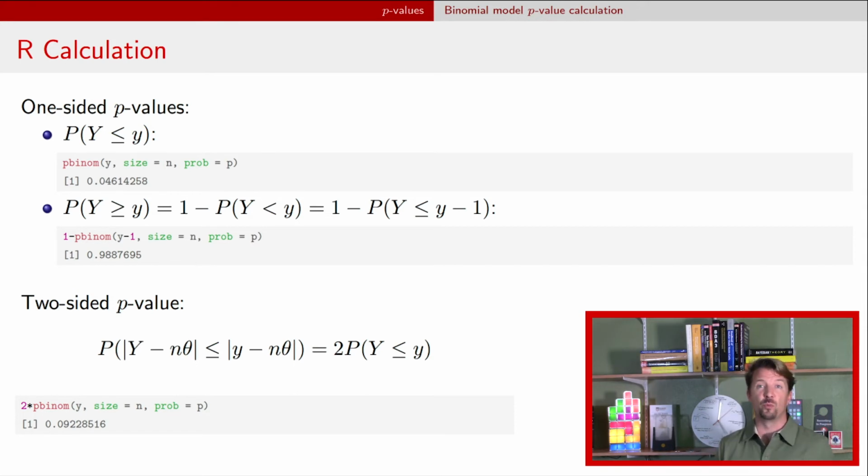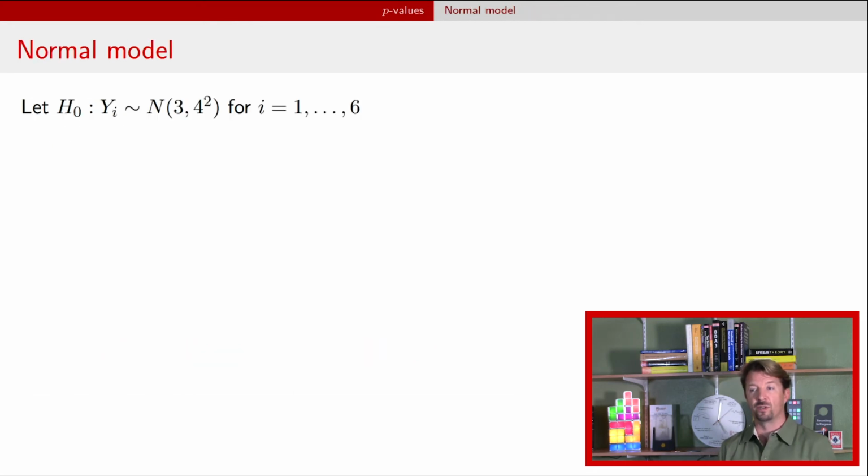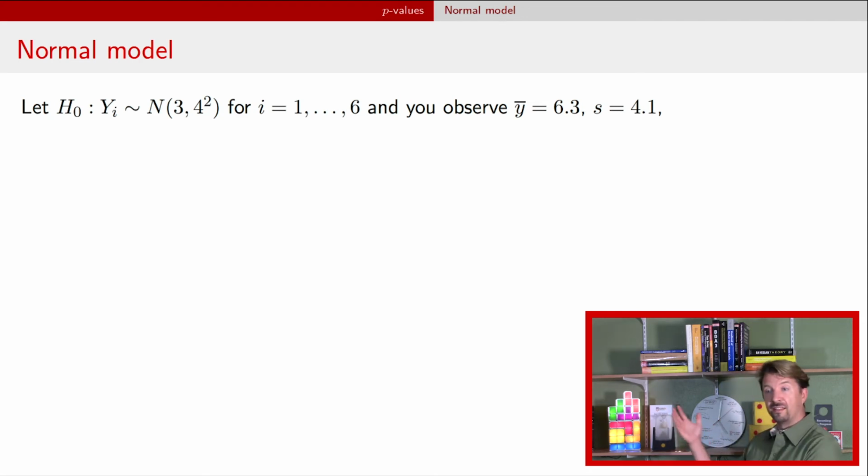Let's shift over to a normal example just to give you another example to work with. So here is our proposed model. The data are independent, normally distributed with a mean of 3 and a variance of 16. And we have 6 observations. In those 6 observations, we find the summary statistics. The sample average is 6.3, and the sample standard deviation is 4.1. All right, using those two and the sample size, we can calculate the t-statistic.